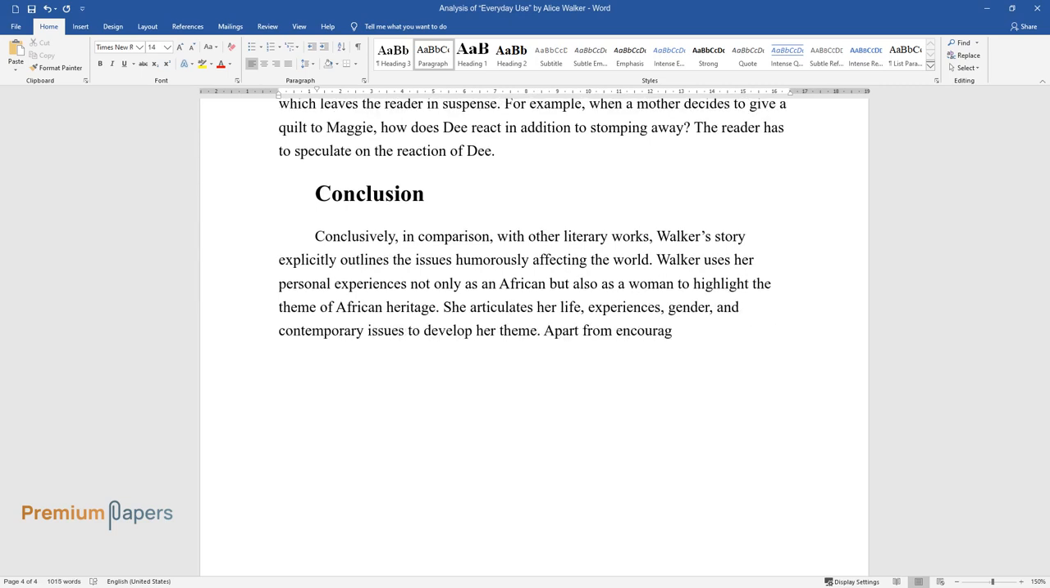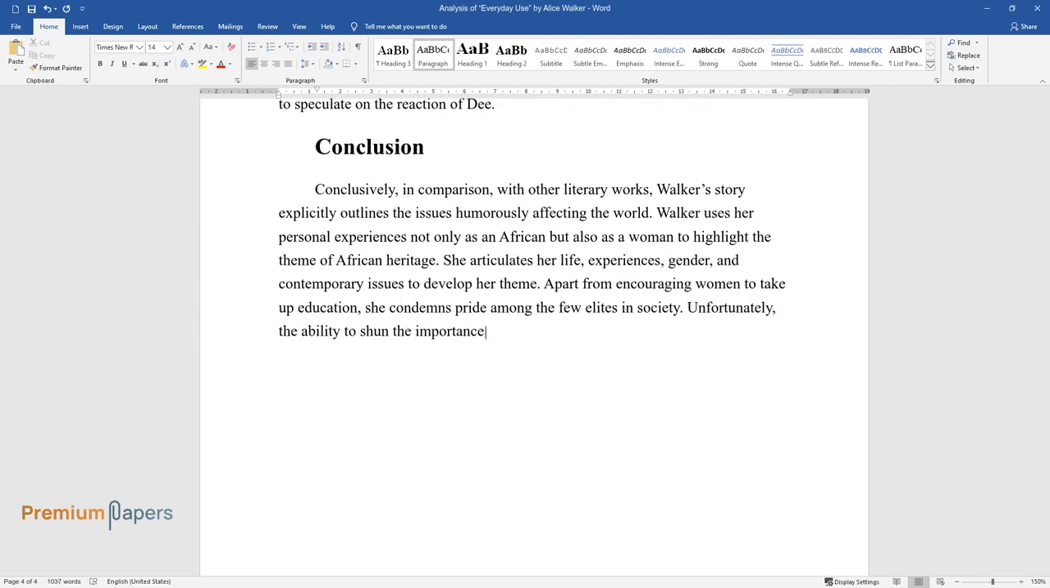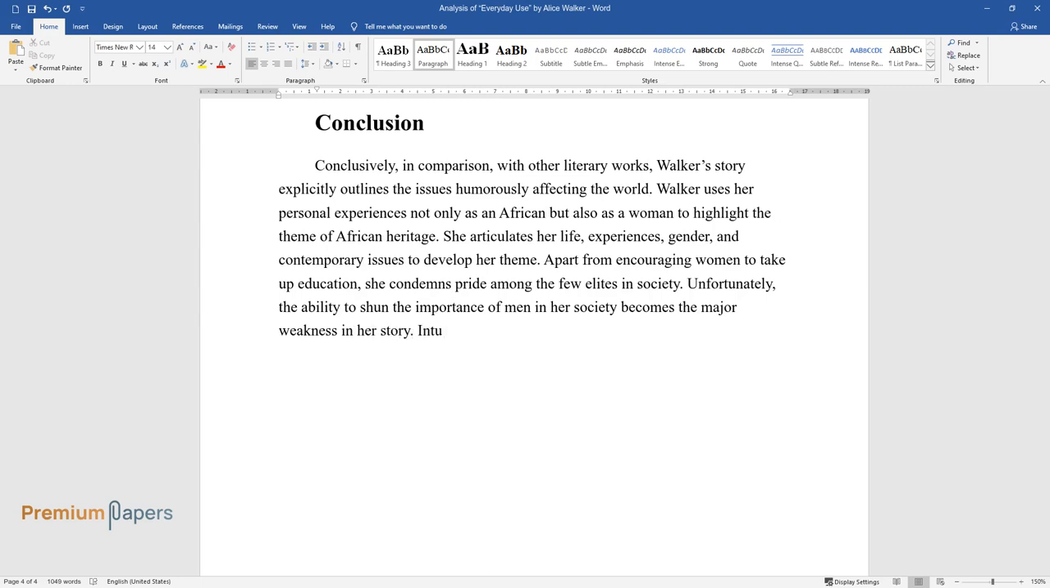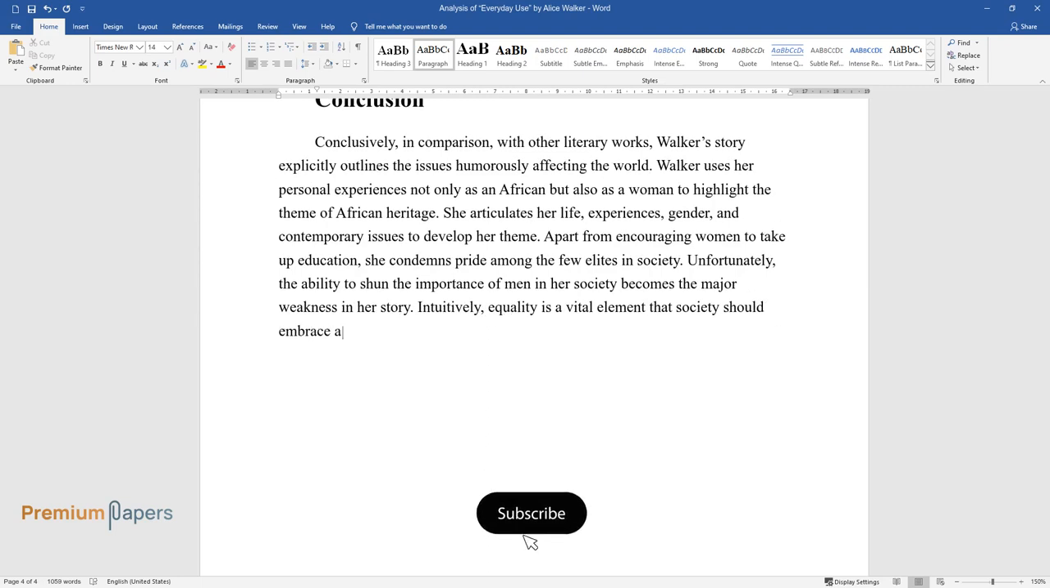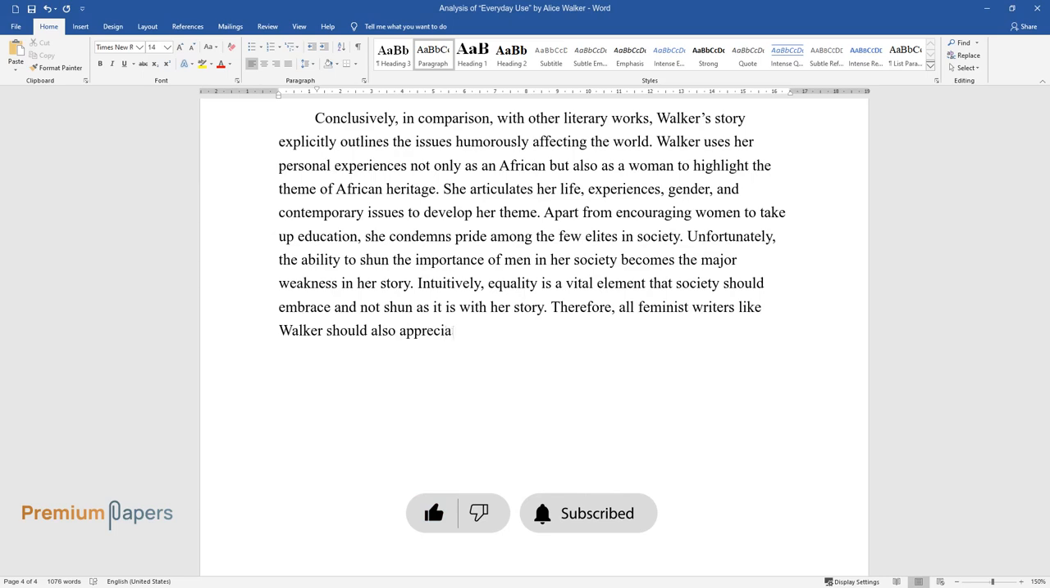Apart from encouraging women to take up education, she condemns pride among the few elites in society. Unfortunately, the tendency to shun the importance of men in her society becomes the major weakness in her story. Intuitively, equality is a vital element that society should embrace and not shun, as it is with her story. Therefore, all feminist writers like Walker should also appreciate the men in society.